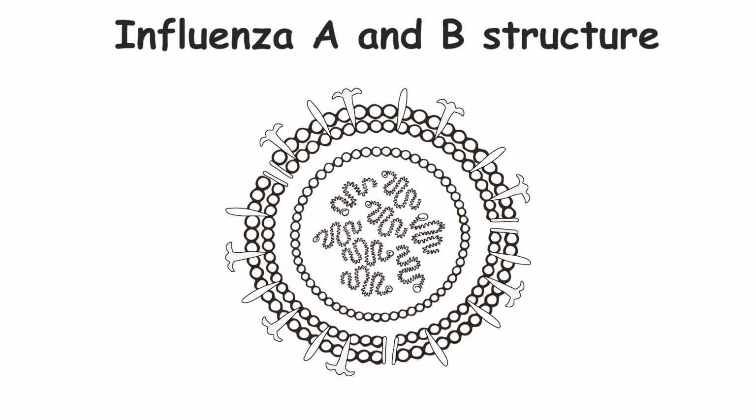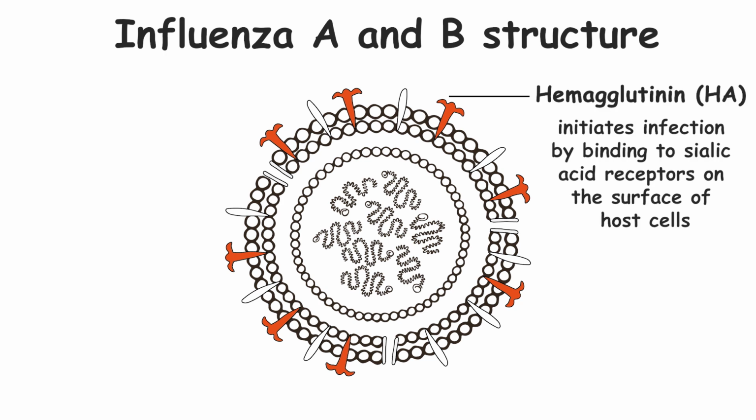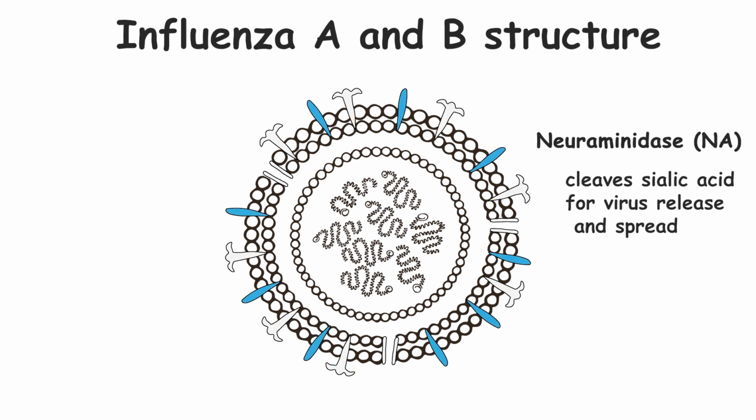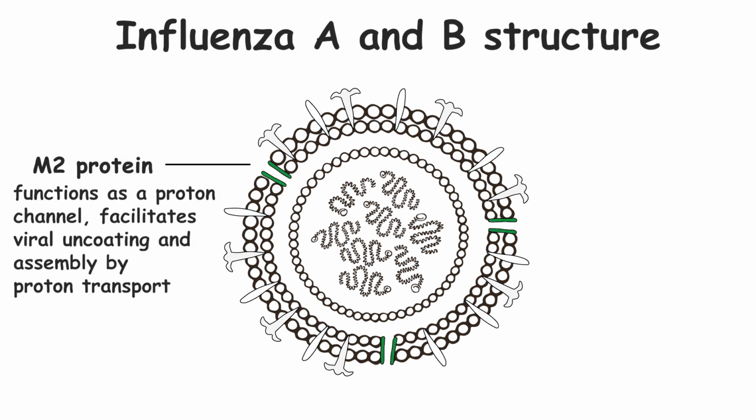Diving deeper into the structure, type A and B viruses have three key proteins on their surface: hemagglutinin, or HA, which binds to sialic acid receptors on the surface of host cells. This binding is the first step in the viral infection process. Neuraminidase, or NA, enables the release and spread of new influenza viruses from host cells. And the M2 protein, a proton channel essential for virus entry and assembly.